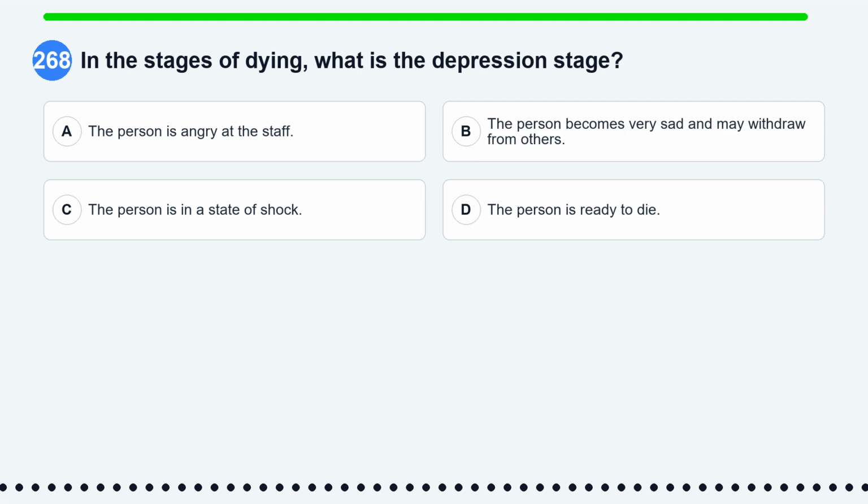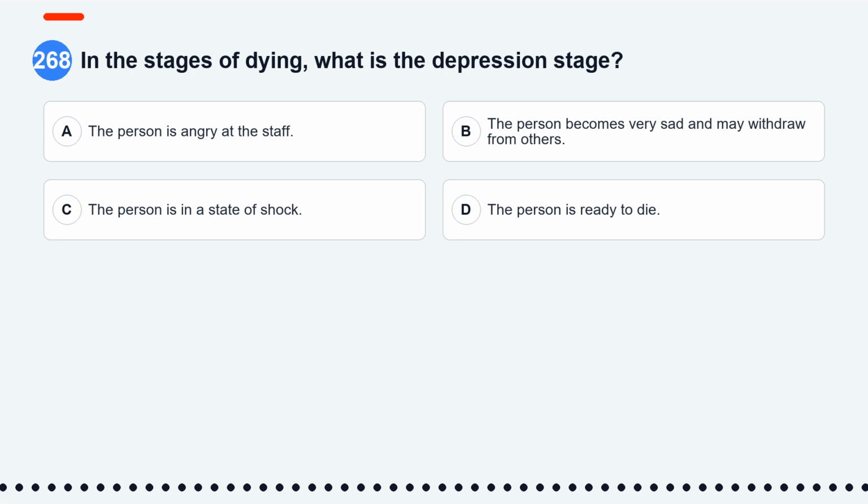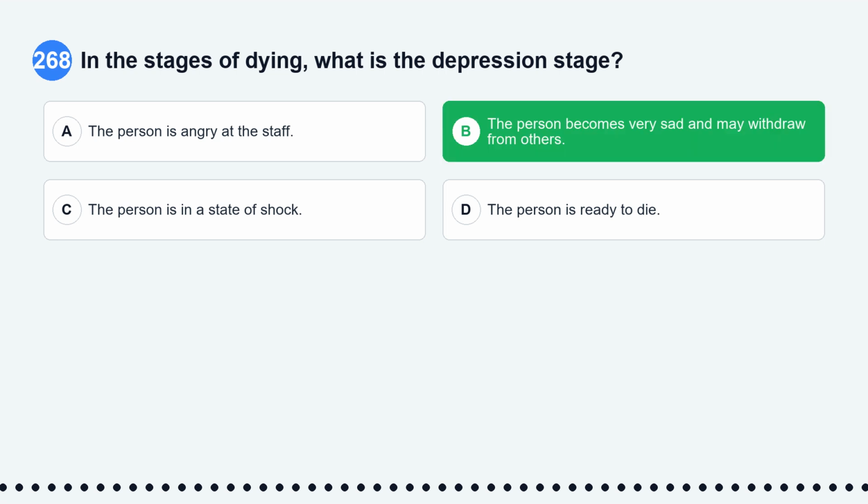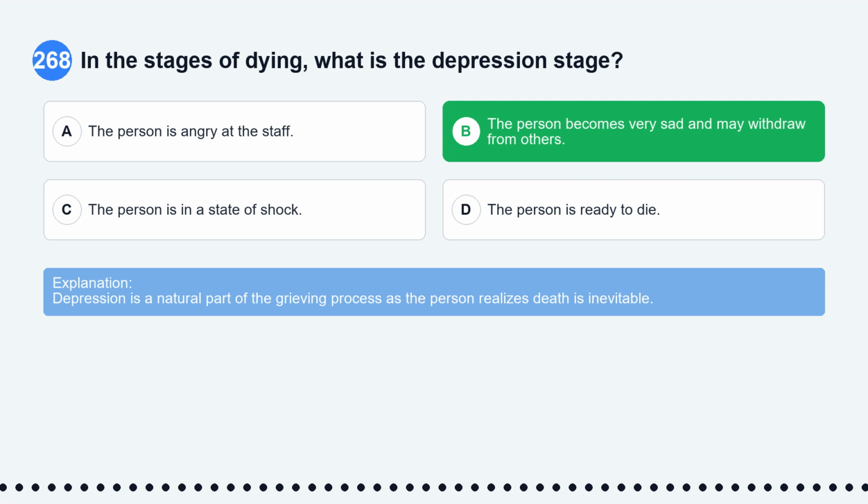Question 268. In the stages of dying, what is the depression stage? Option A, the person is angry at the staff. Option B, the person becomes very sad and may withdraw from others. Option C, the person is in a state of shock. Option D, the person is ready to die. The correct answer is option B, the person becomes very sad and may withdraw from others. Depression is a natural part of the grieving process as the person realizes death is inevitable.